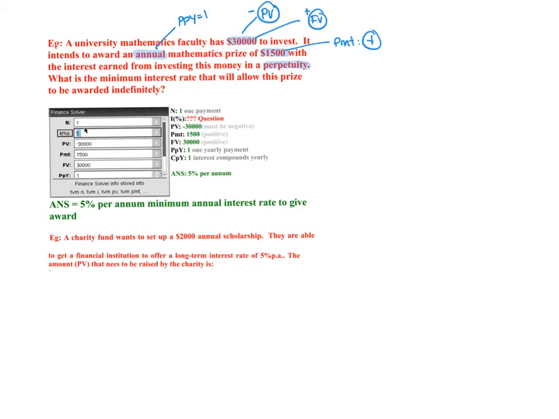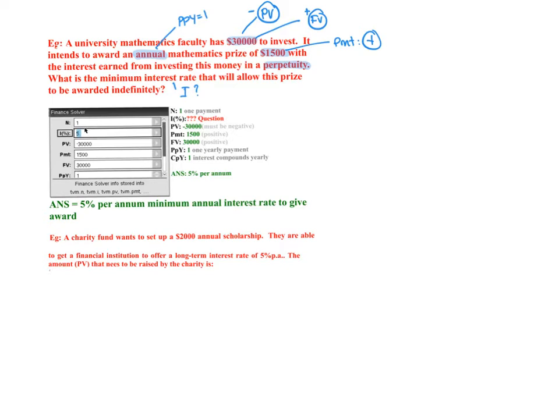So with the interest earned, what is the minimum interest rate? So really, in the end, I is your question. When you see what, you know that's the question. What is the interest rate? So you can see I put it all in there.